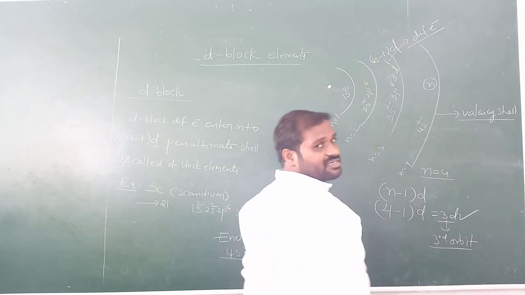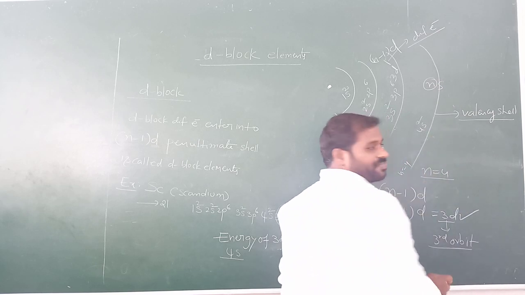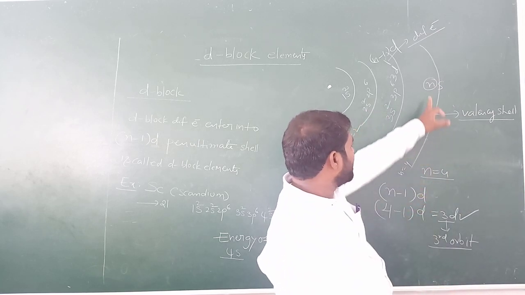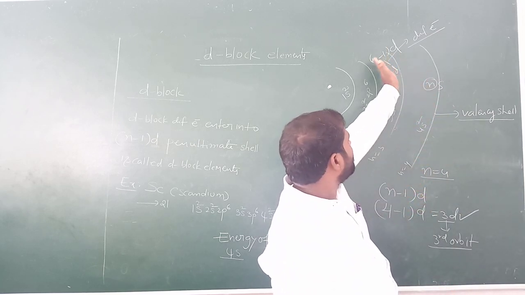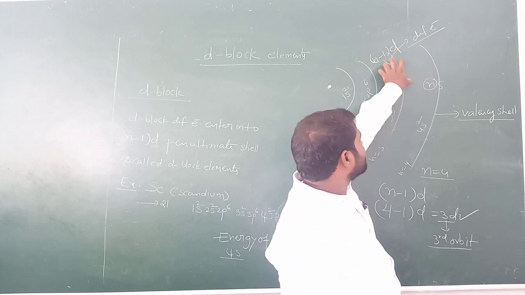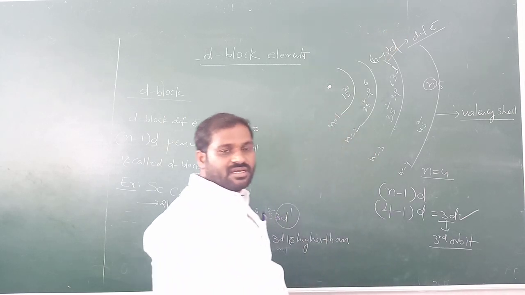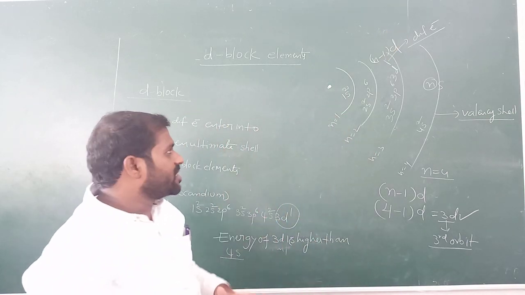Am I right? This is ns. We have the n s orbital. Here n is equal to 4. Am I right? 4. And now 4 minus 1 gives 3d. That means the electron enters into the n minus 1 d orbital. Am I right? The n minus 1 d orbital.